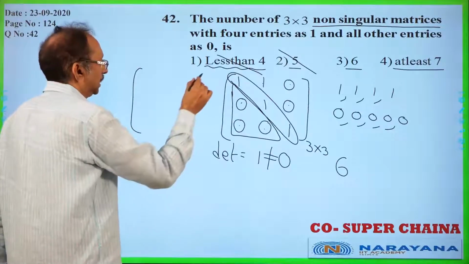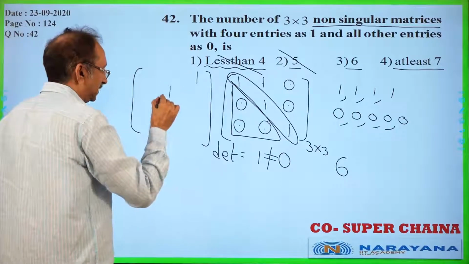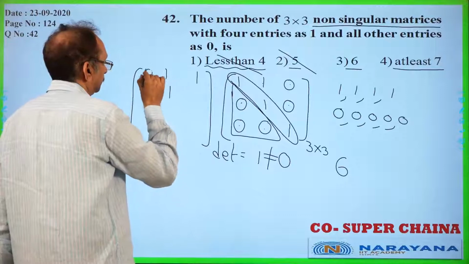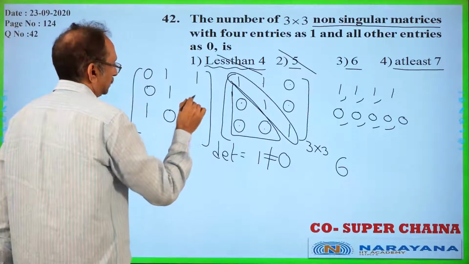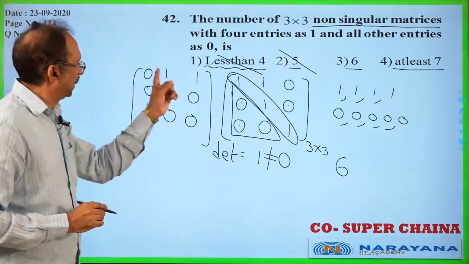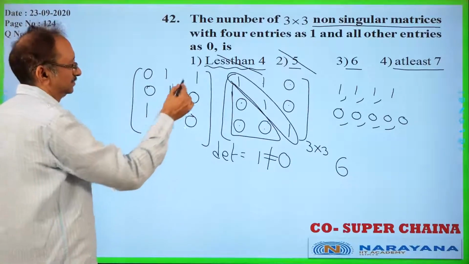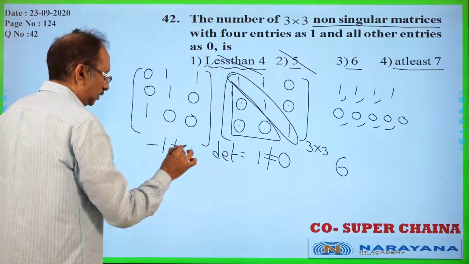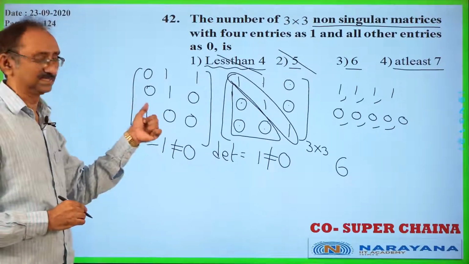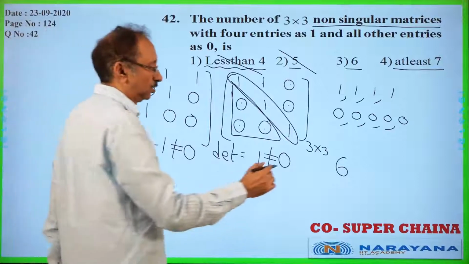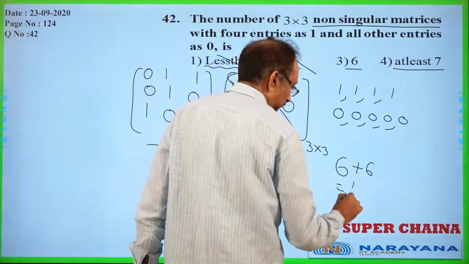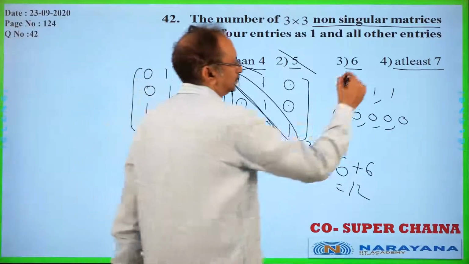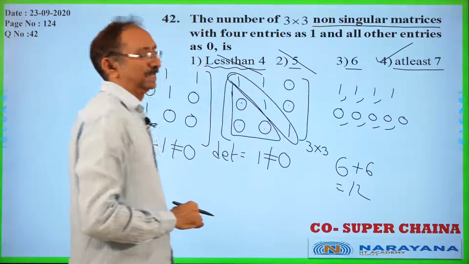Now I will write those 3 ones in this diagonal, 1, 1, 1, and again I write the remaining elements like this. So 4 ones and 5 zeros. What is the determinant? Expand along this column: 1 into minus 1, that is minus 1, so not equal to 0. Again another 6 matrices you will get like this. Therefore, the minimum number of matrices is 12. I may not count the remaining matrices, but due to the options, the answer is simply at least 7.